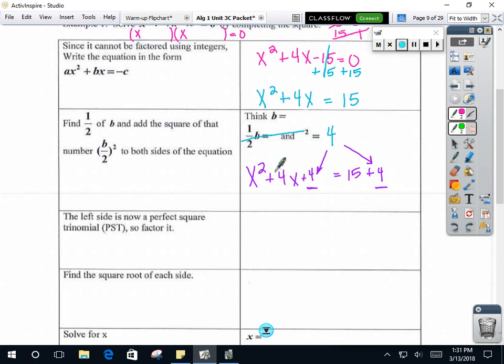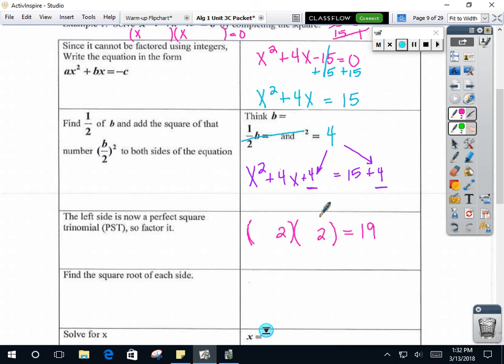Okay, now I have a trinomial again. And can this trinomial be factored? Yes. And it's always going to be a perfect square trinomial, which means your factors will be identical. On this side, you just combine them. 15 plus 4 is 19. So what should my factors be that multiply to 4 and add to 4?